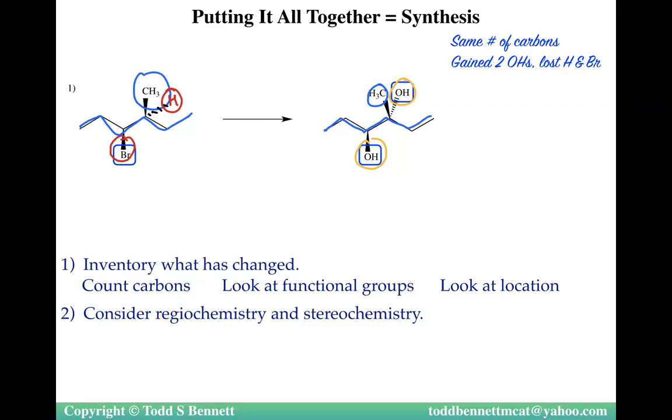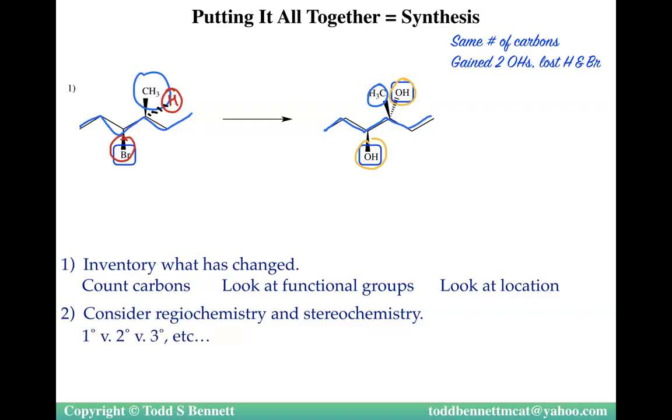Consider your regio- and stereochemistry. Regiochemistry: we get the double bond forming here, not here. So we want the reactivity to be here, which means specifically for this one, I need it to be Zaitsev, not Hofmann, but Zaitsev elimination. And for this product, the OHs are anti to one another. So I need to go through mCPBA and treat it with water.